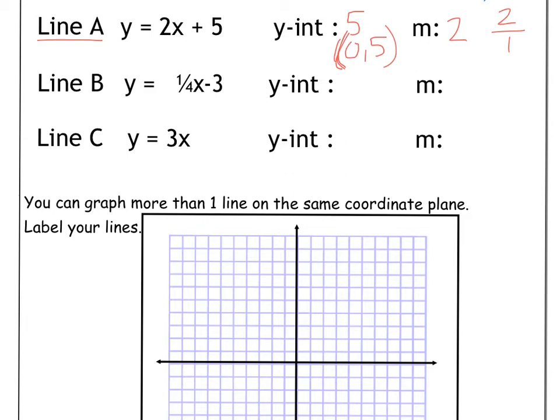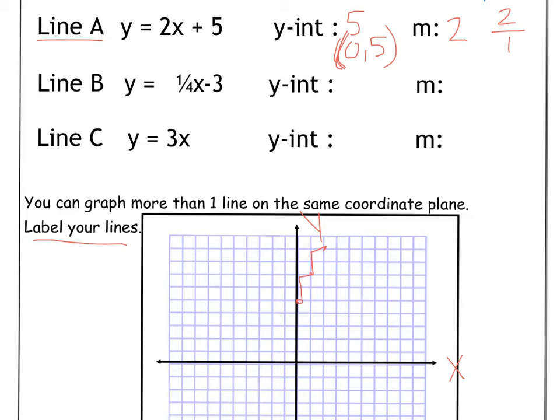So we are going to start at the origin here. This is our x-axis, this is our y-axis. Notice the directions. You can graph more than one line on the same coordinate plane. We are just going to label our lines. So from the origin, we are going to 0 and then up 5 and put a point there. From that point, we are going to move according to slope, which is up 2 over 1.